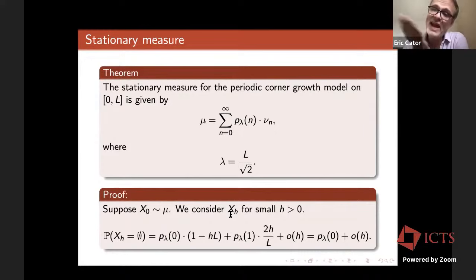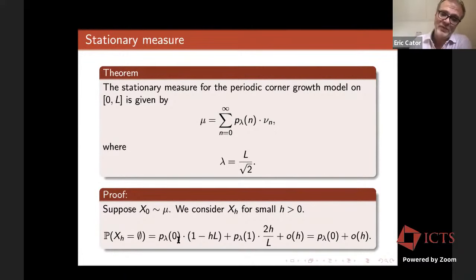And if this is the same as mu up to small order of h, then mu must be the stationary measure. So how does this work? Well, we can first start by considering the probability that after time h you have an empty configuration. And there are two ways that this can happen.